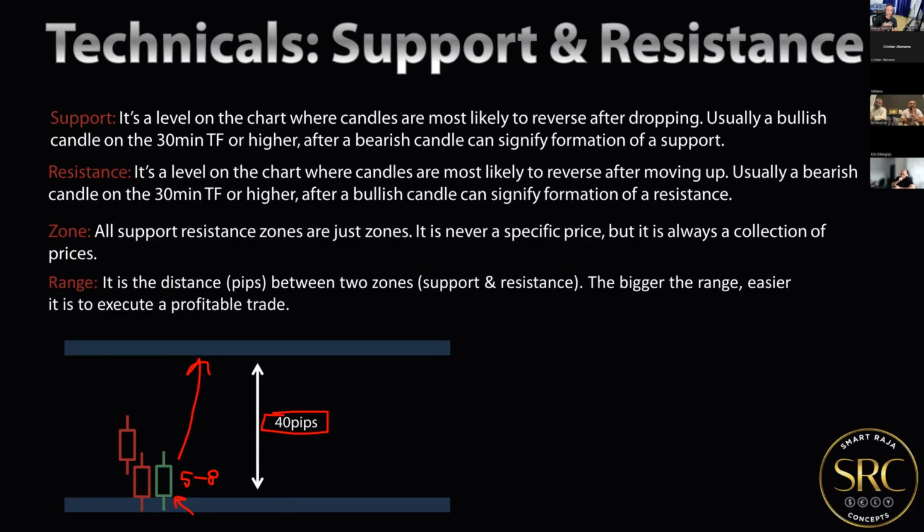So for me to trade a range, or for me to execute within a range, my range needs to be 25 pips and above. If I can have a 25 pips and above range, I think that's a very, very good range. And I'm always going to try to trade that range. 25 pips and above, that's a good range for me to trade, right?